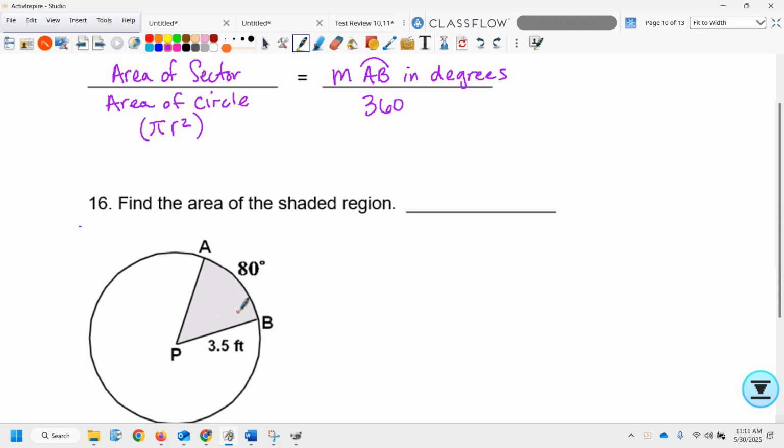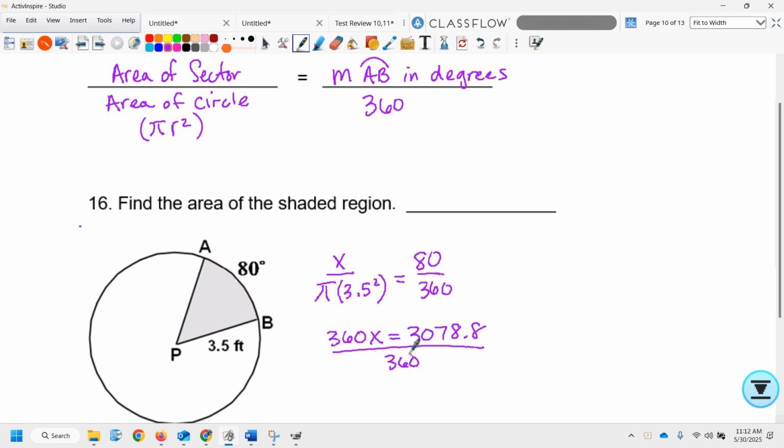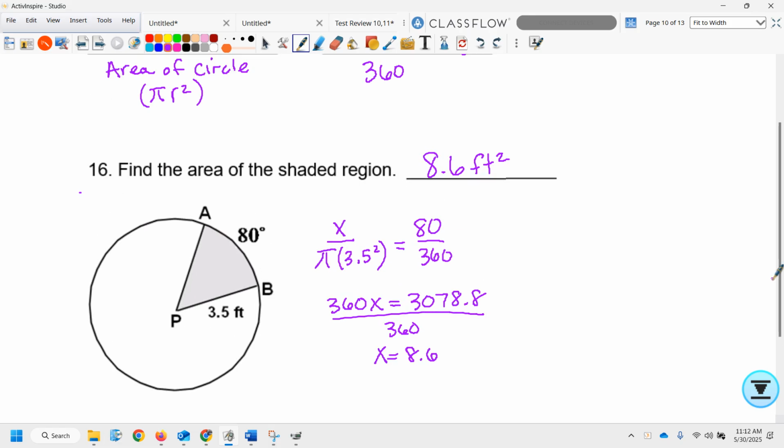So they want to know what is the area of this shaded region. So x over pi r squared, pi 3.5 squared is equal to 80 degrees over 360. All right, so I know when I cross multiply with x, I get 360x. I'm just going to put this all in my calculator when I multiply. So pi times 3.5 squared times 80. And I get 3,078.8. Divide by 360. And I get x is equal to 8.6. Now it's area, so it's going to be units squared. All right, not complicated. It's just a proportion.